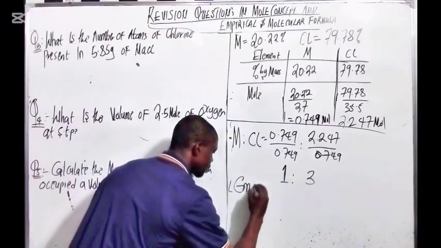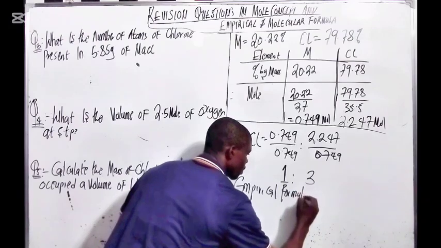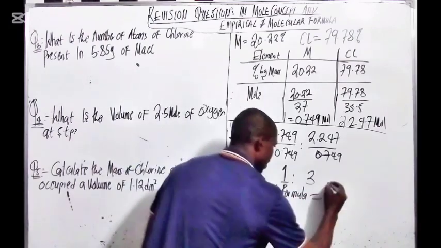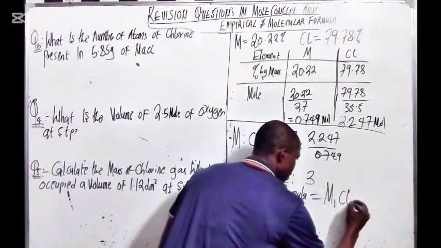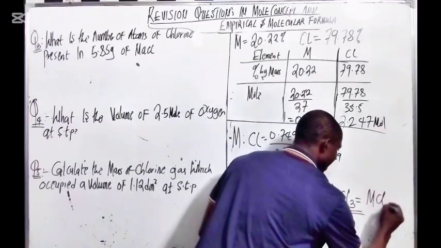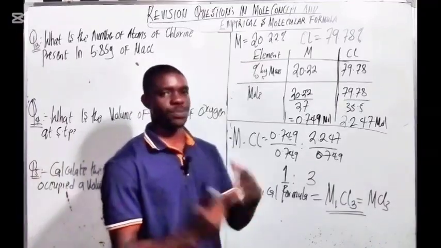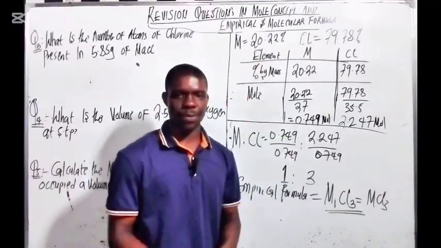My empirical formula is MCl3. Do you see that? So can I just say MCl3? Do you see that? As easy as that. So that type of question you should be expecting in your upcoming JAMB examination.